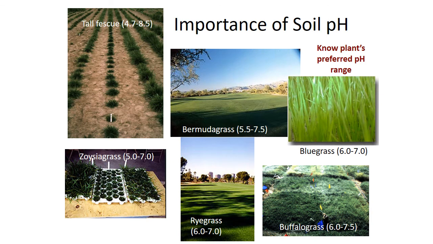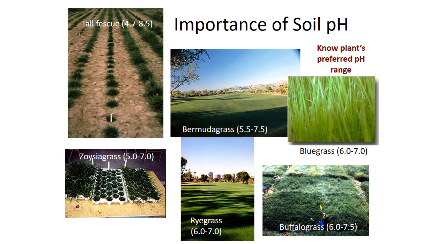For a turf grass example, there are ranges of different preferred pHs that vary by the grass species. So fescue has actually kind of a big range, so 4.7 to 8.5. So just about any regular pH that we would experience, fescue is going to do okay. Zoysia likes slightly acidic soils. Bermuda grass, slightly acidic, but does okay up to a pH of 7.5. Ryegrass has kind of a narrower range, 6 to 7. Buffalo grass 6 up to 7.5.